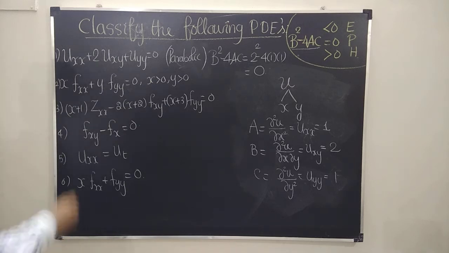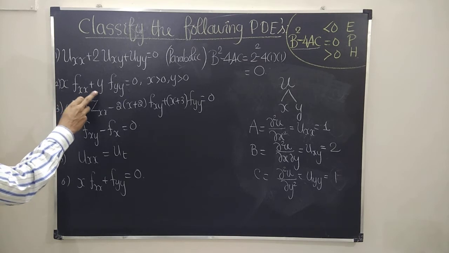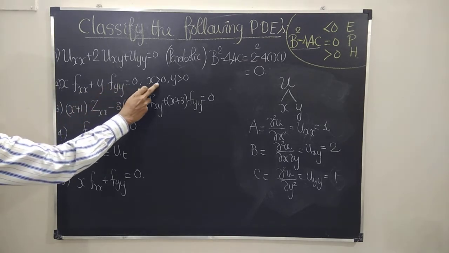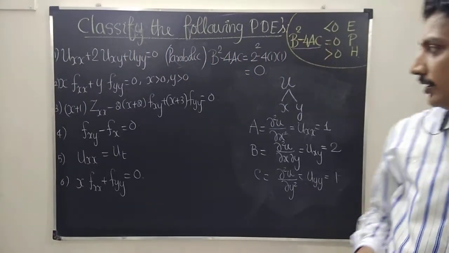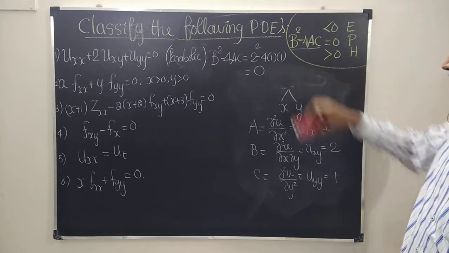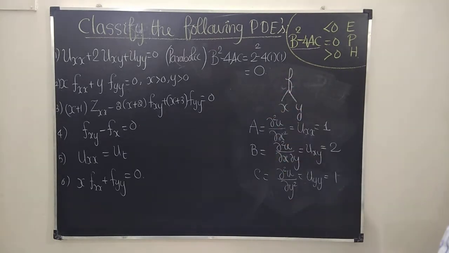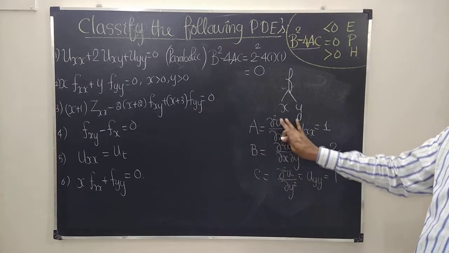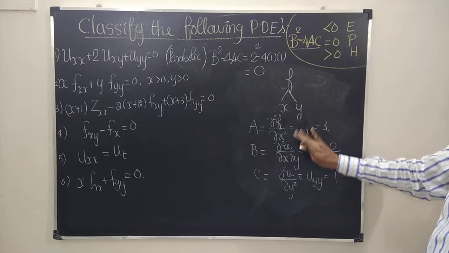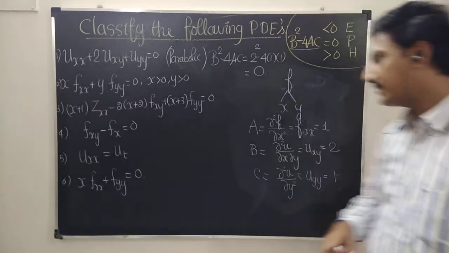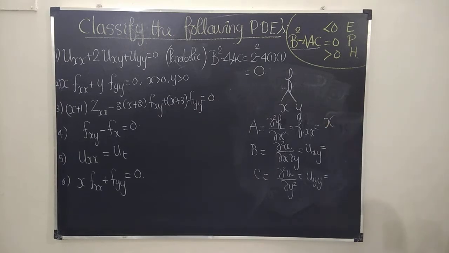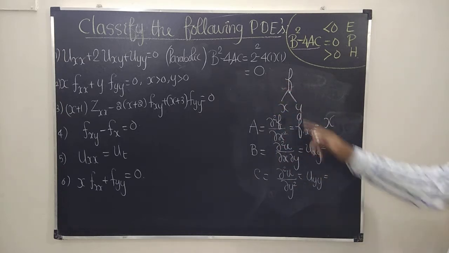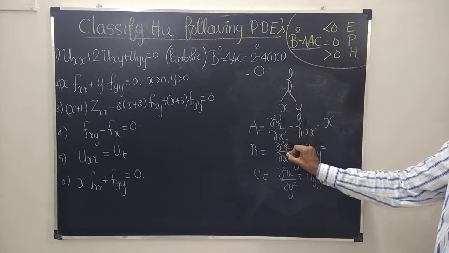The second question: x into fxx plus y into fyy equal to 0, where x is positive and y is positive. The range of x and y is defined. Now, in this problem, f is a function of x and y. What is A? A is f with respect to x 2 times, that is fxx. What is the coefficient of fxx? That is x. X is the variable now. What is the range of x? X is always positive. And what about B? B is f with respect to x 1 time and y 1 time.